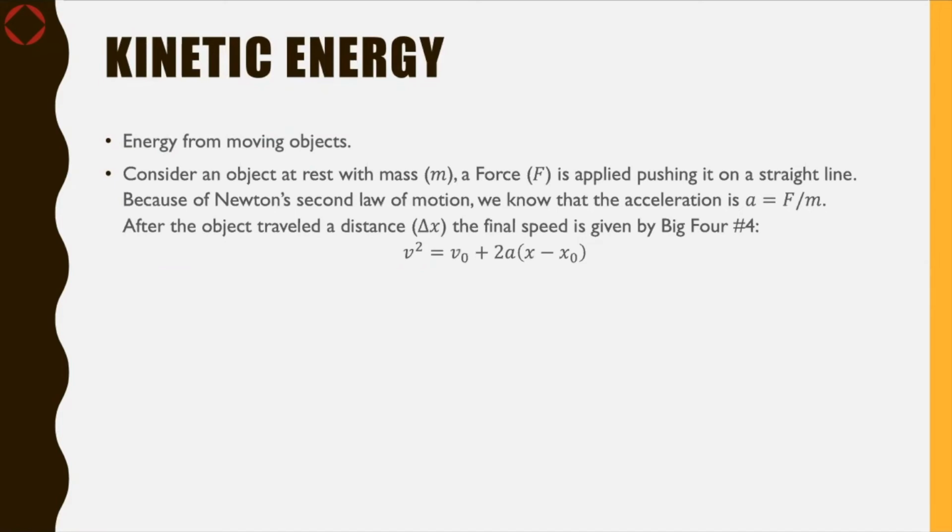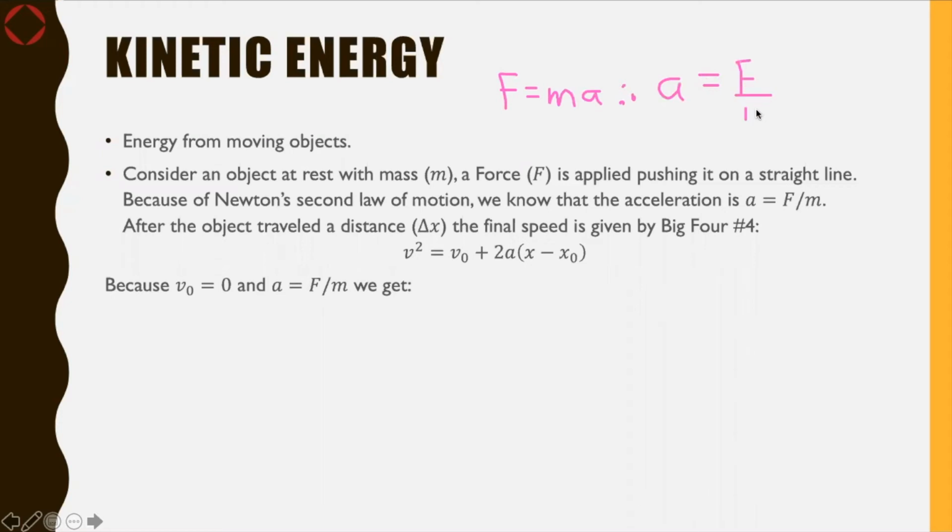We can use big 4, which is v squared equals v0 squared plus 2 times acceleration times final minus initial position. But we know that the initial velocity is 0. And from Newton's second law of motion, we know that F equals ma. I will write it here on the top. F equals ma. We can solve for a, and we would have that a equals F divided by m.